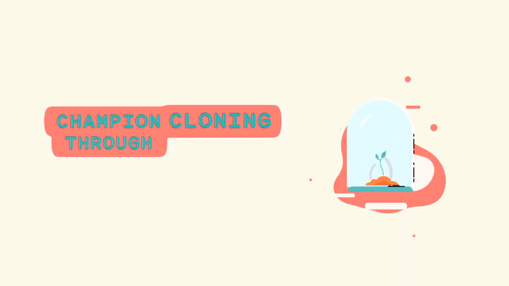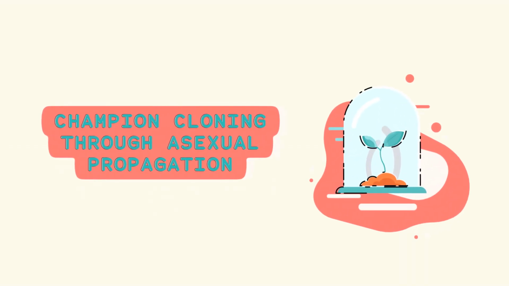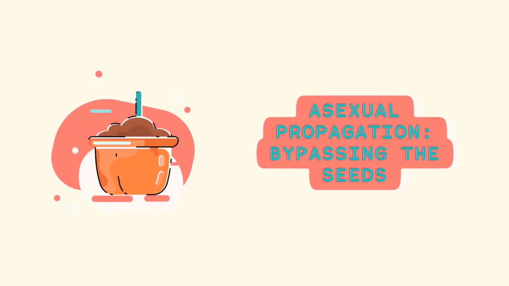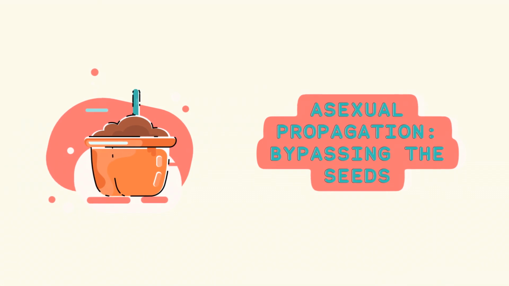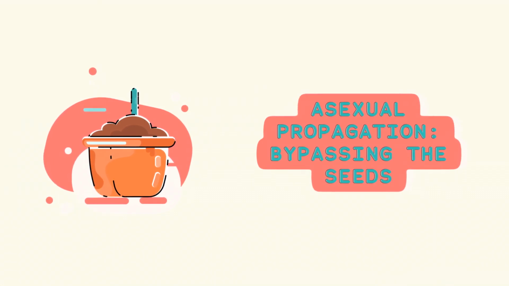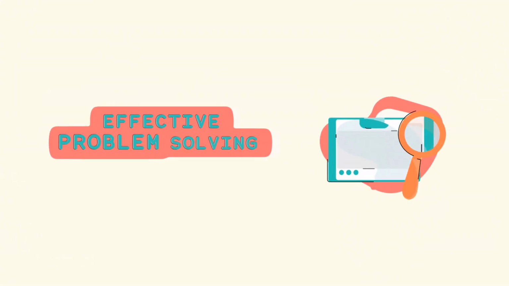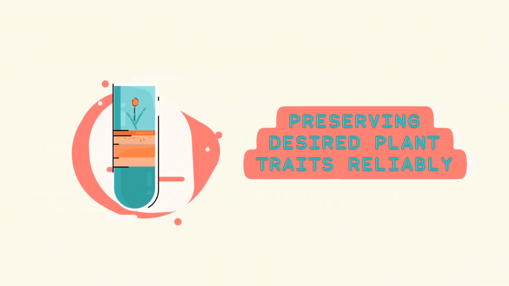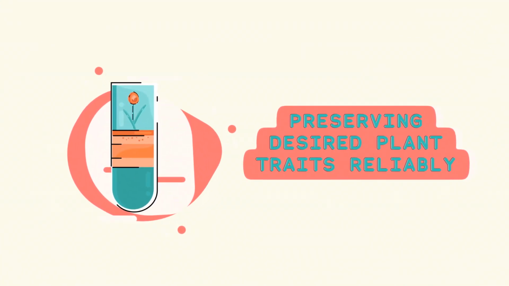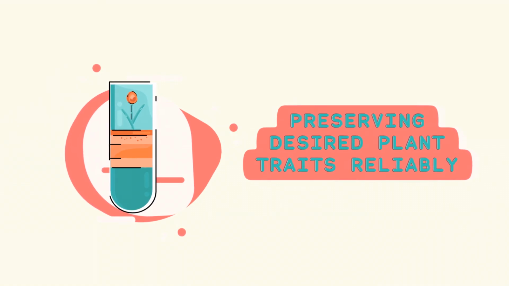Asexual propagation, cloning champions. Asexual propagation, also known as vegetative propagation, bypasses the need for seeds and creates new plants that are genetically identical to the parent plant. This method is particularly useful for preserving desired traits. Plants with specific flower colors, fruit characteristics, or resistance to disease can be reliably reproduced.